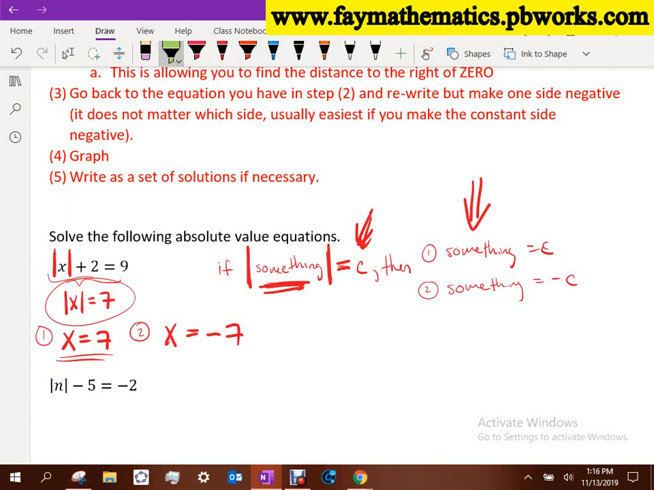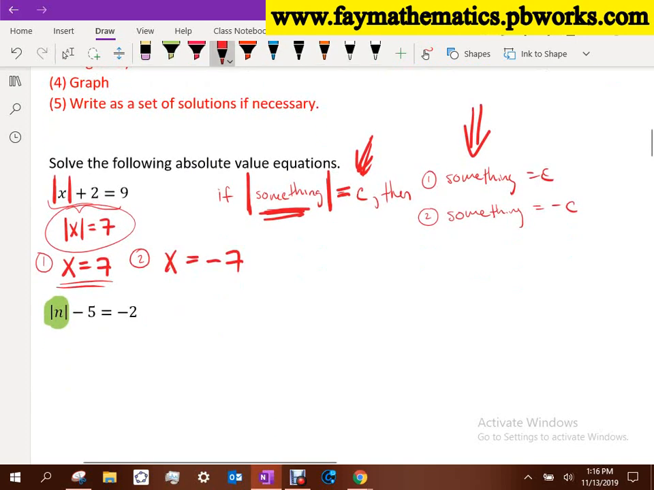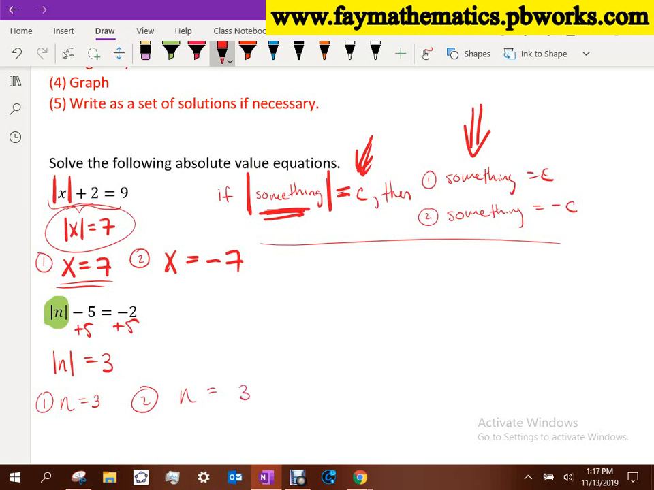So we're going to isolate that, right? We'll get that by itself. So what you have to do first. And that gives me absolute value of n is equal to 3. So -2 plus 5 is 3. So now this looks like our rule, right? We've got something equal to c. So then I just take the first equation is going to be that something equal to 3. And my second equation is going to be that something equal to 3. But now I have to negate one of the sides, right? Which side does it make most sense to get my answer the quickest? The 3, right?